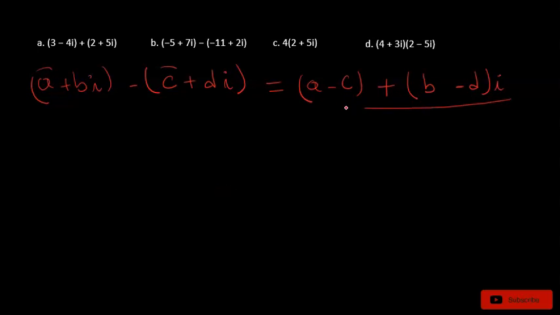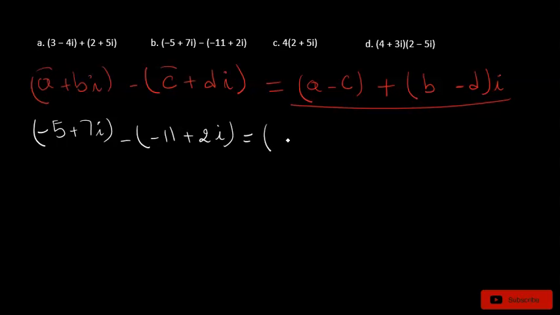Let's apply this to the second example. I have minus 5 plus 7i minus 11 plus 2i. This is equal to, I have to subtract the real parts first, which means I'm going to write minus 5 minus 11, plus 7 minus 2i.